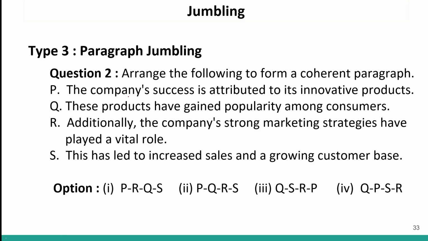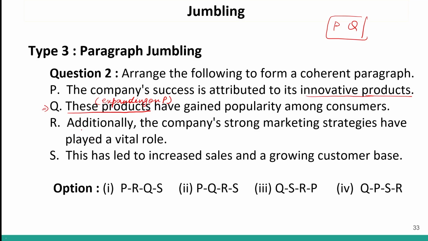How? The company's success is attributed to its innovative products. So here in this sentence, we introduced an idea of products. Now, let us look at Q. These products, which were introduced in P. So Q is expanding on the idea introduced in statement P, right? So I can say that Q will come after P. This is a logical pair.